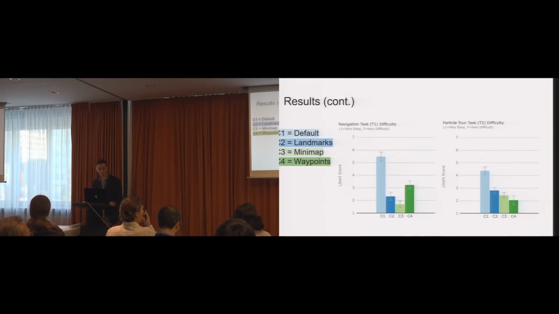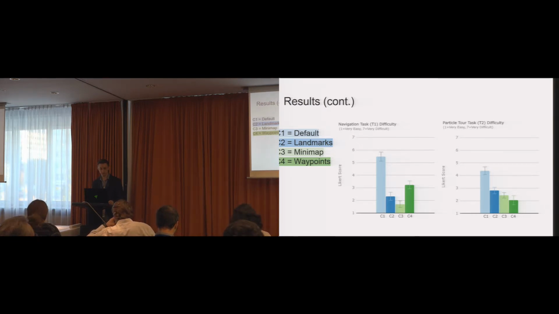And then the next thing I want to talk about is user feedback data. So we gave users a questionnaire, and we asked them to rate on a Likert scale of 1 to 7 the difficulty of each task with the environment, with the different techniques. And users typically preferred the minimap for the navigation task, which makes sense because the minimap showed very clearly where you had started with the yellow line and where you had ended with the yellow line.